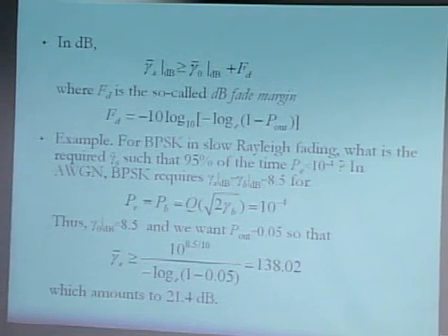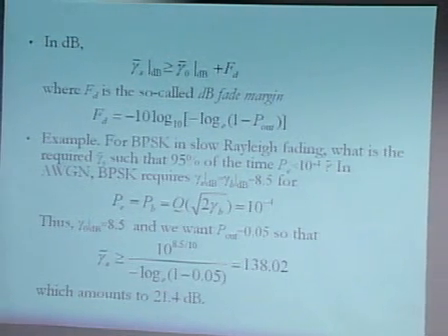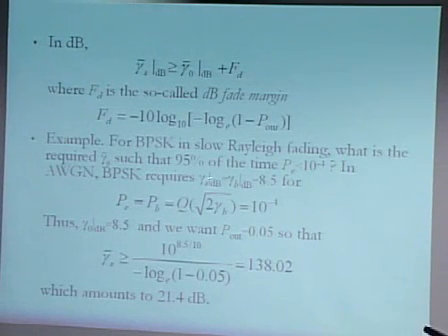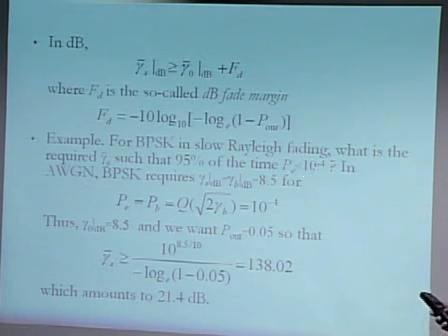So let's go through an example. Say we have BPSK, okay? Slow rate of fading, so that the outage is the right metric to use. What is the required average gamma S such that 90% of the time, the error probability is smaller than 10 to the minus 4?